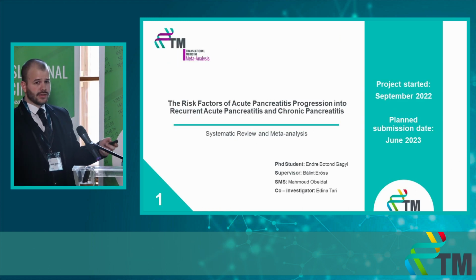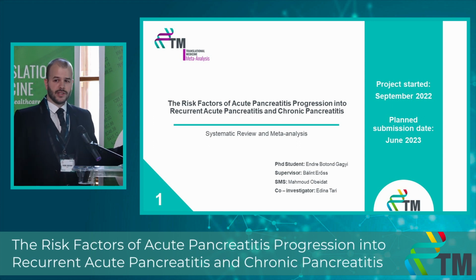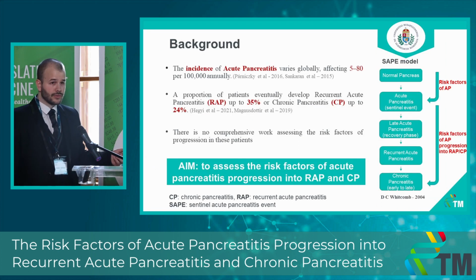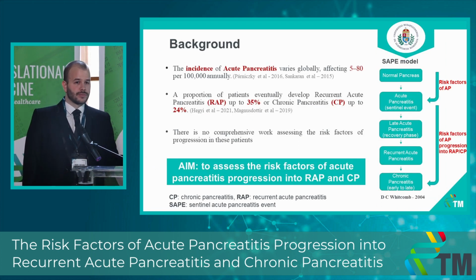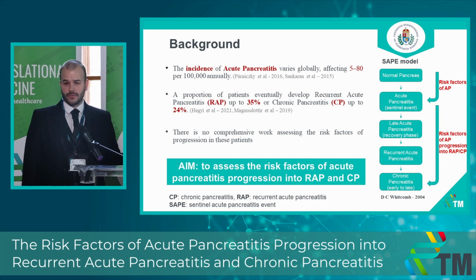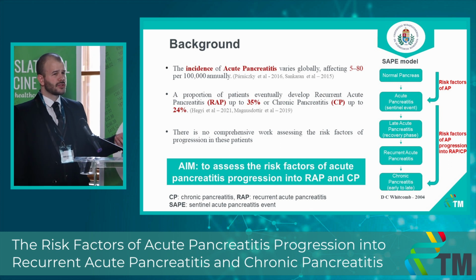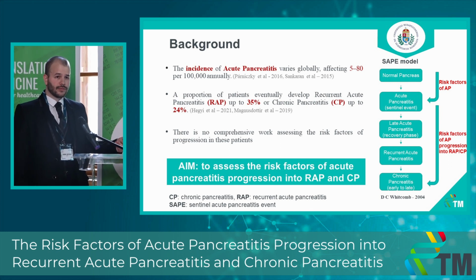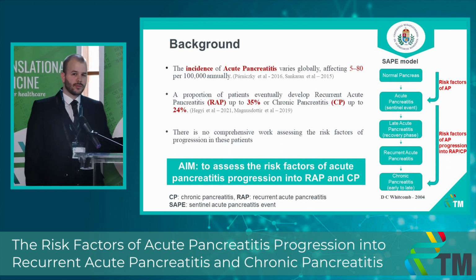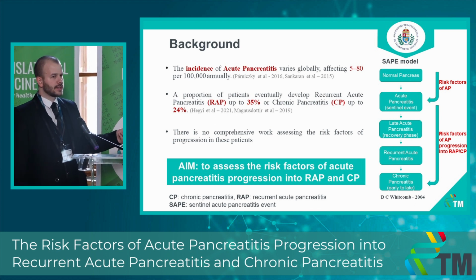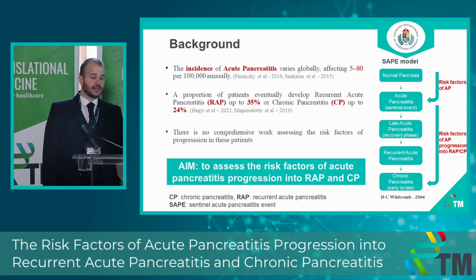The first one is the risk factors of acute pancreatitis progression into recurrent acute pancreatitis and chronic pancreatitis, which will be a systematic review and meta-analysis. Let me briefly introduce its background. The incidence of acute pancreatitis varies globally, affecting from 5 to 80 people per 100,000 and appears to be increasing around the world. Most acute pancreatitis can be completely recovered after standard treatment. However, a proportion of patients eventually develop recurrent acute pancreatitis up to 35% or chronic pancreatitis up to 24%.